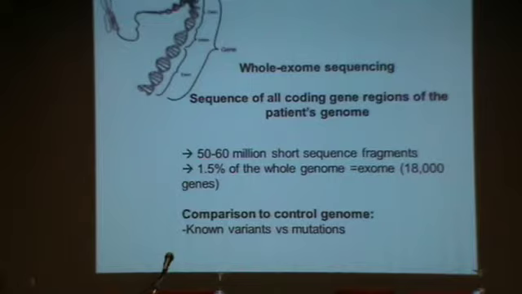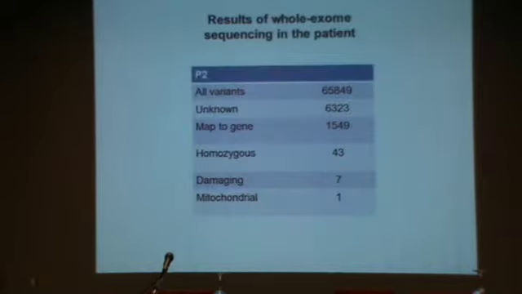Then we look at all the variants, compare them to the normal sequence, and ask whether there are any changes that this specific patient has which are not present in the normal population. This is what we did in the case of this child, and you can see that when we looked at all the variants that she had, there were 65,000. But then you can start filtering the different changes out. You can ask how many of them are unknown, that do not occur in the normal population. That was only 6,000. Which ones are really part of a gene? You get down to 1,500.